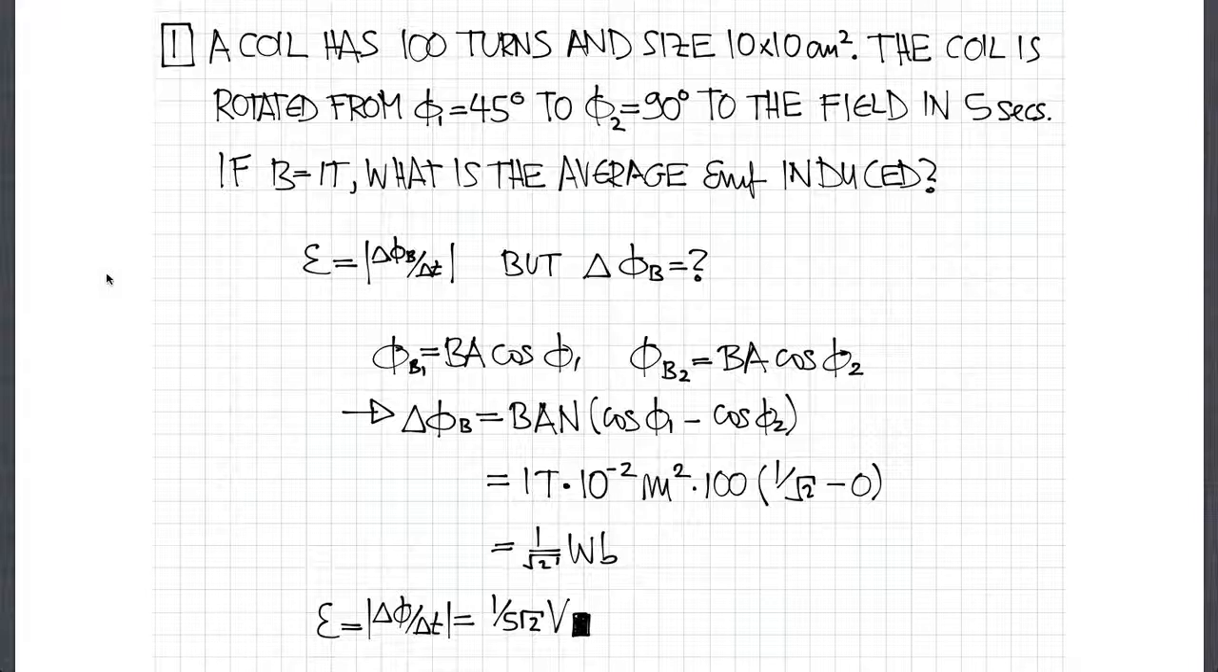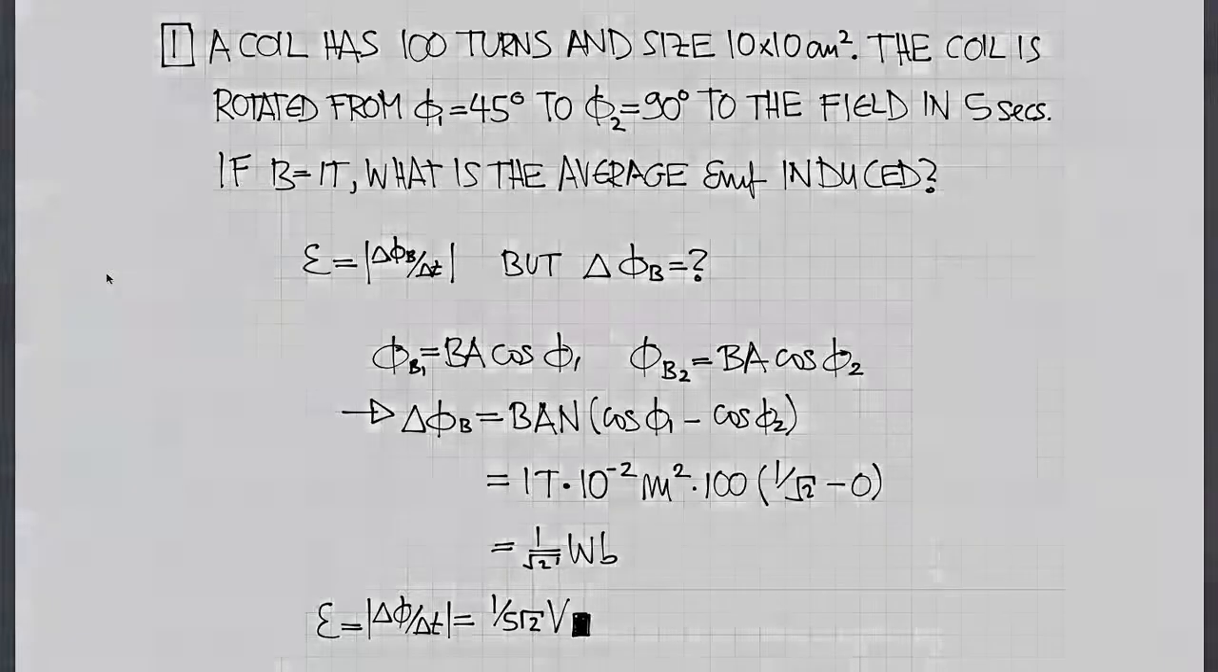So at the beginning of the process, phi B1 is going to be B times A times the cosine of the first angle. And phi B2 is going to be B times A times the cosine of the second angle, which means that the change in flux is going to be the area times the B field times the number of turns multiplied by the change in the cosines of the angles. And when you plug everything in, you obtain 1 Tesla times 10 to the minus 2 meters squared times the 100 turns times 1 over square root of 2, which is the cosine of 45 degrees, minus the cosine of 90 degrees, which is 0. And what you obtain now is that this is 1 over square root of 2 Webers. So the EMF then is just going to be this change in flux divided by delta T. Delta T is 5 seconds, so you obtain 1 over 5 square root of 2 volts.